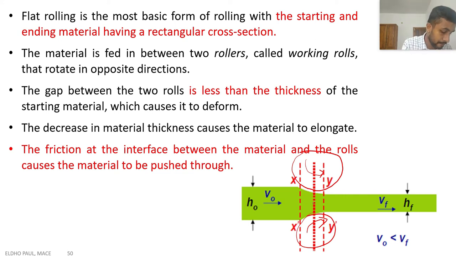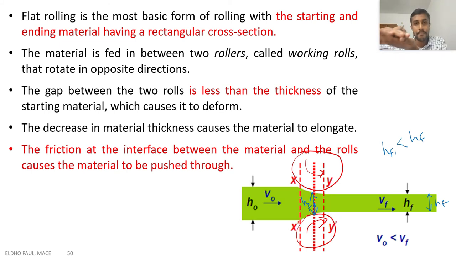Actually, identically, this gap H is equal to HF. This gap is equal to HF, that is also equal to the thickness of the output product. Should be the same, identically, but actually this is HF1. We can give HF1. This HF1, that is the gap between the rollers, is actually less than the HF, the output. There will be some expansion after the rolling process because we heavily deform the material by compressive force. When it comes out from the gap, what happened? There will be a slight expansion in the output product.